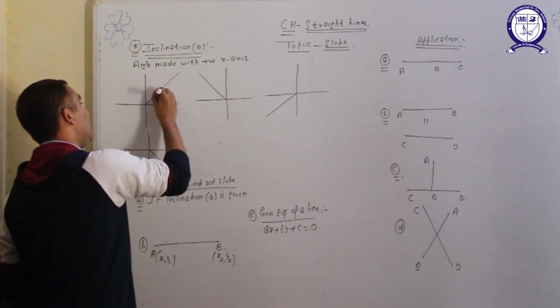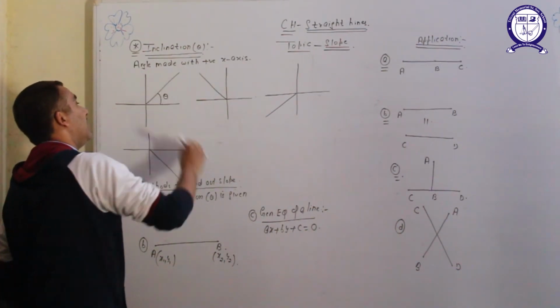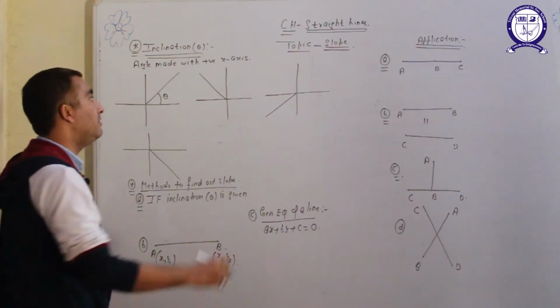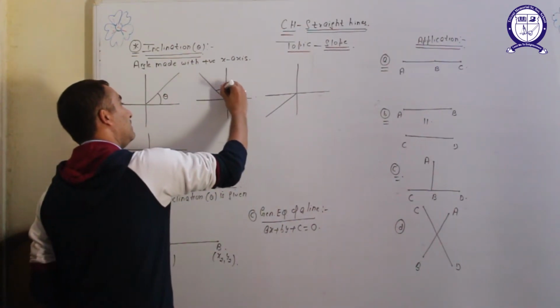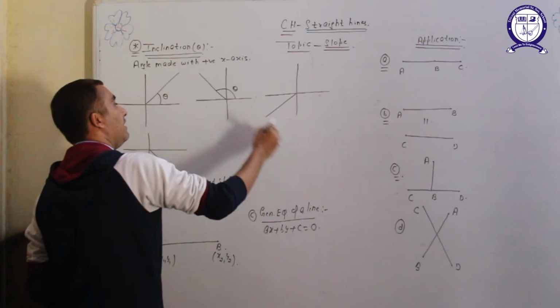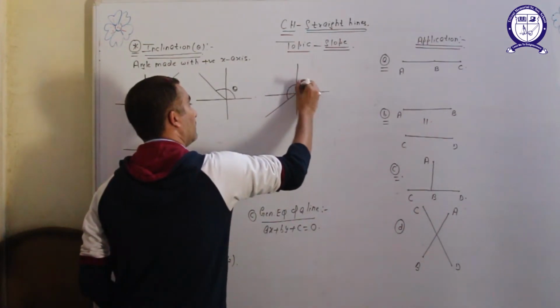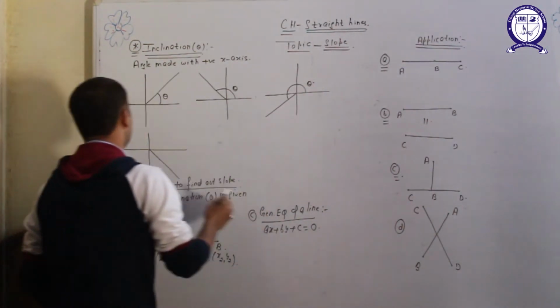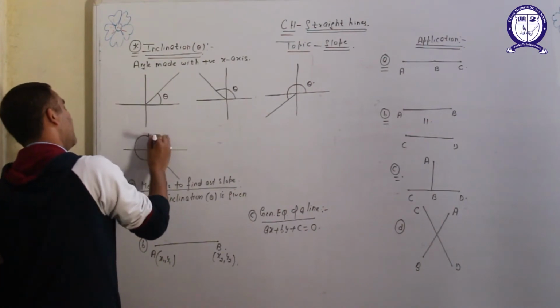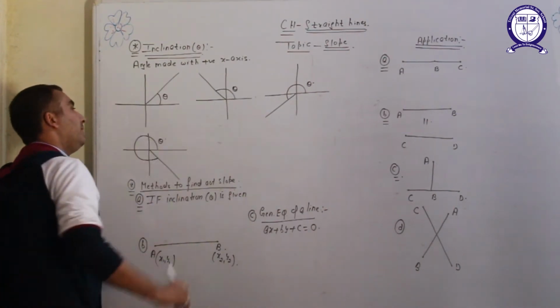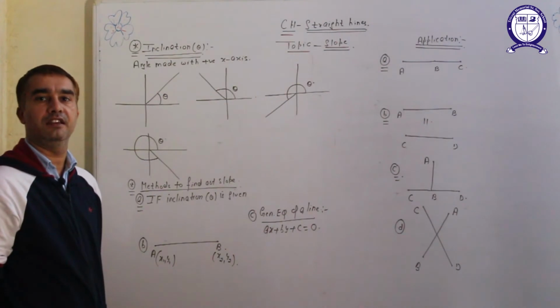Here you can see, if the line is in the first quadrant, that is inclination: the angle made with the positive x-axis. According to the definition, the angle made with the positive x-axis is your inclination.